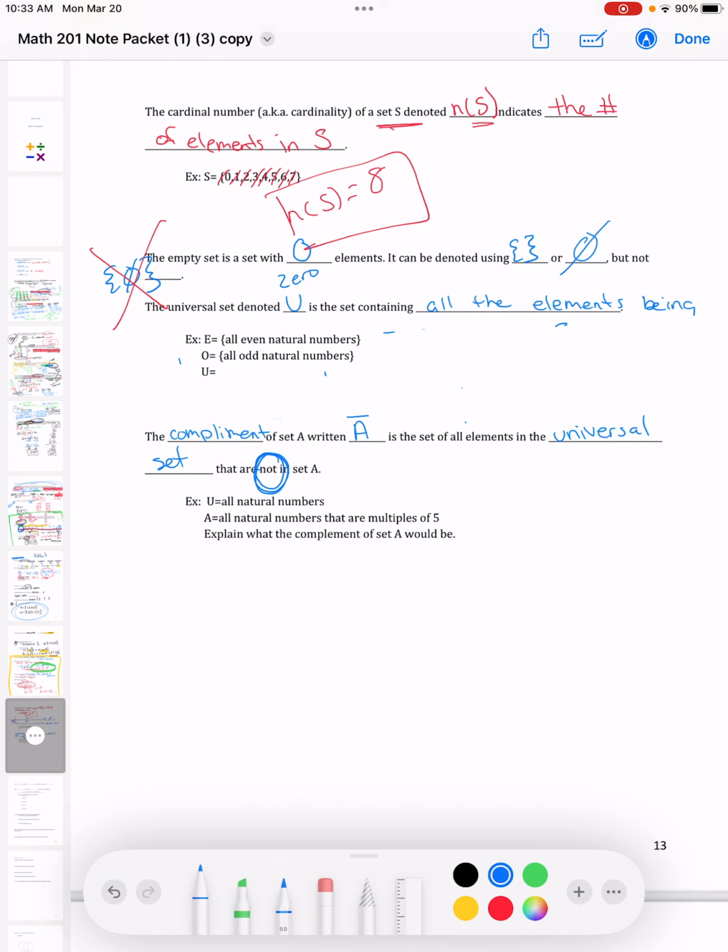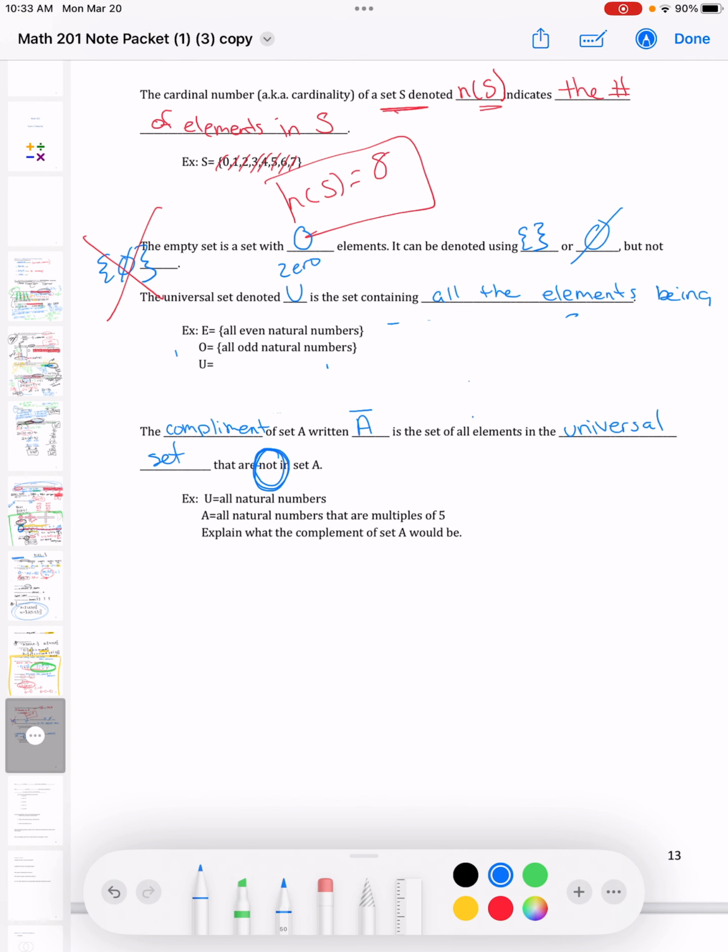So let's look at an example here. Again, I'm going to write this out in listing notation so we get some practice with that. I've got some practice for you guys to try on the next page. But the universal set, if that was all the natural numbers, in listing notation, that's what it would look like. That's what U would be. A would be all the multiples of 5. Multiples is when we're multiplying. Think about those multiplication tables that you learned in elementary school.